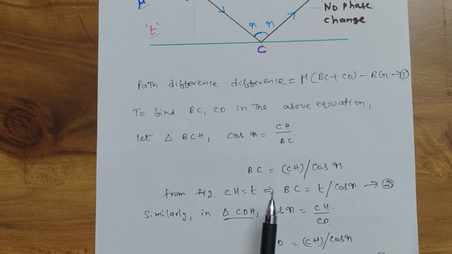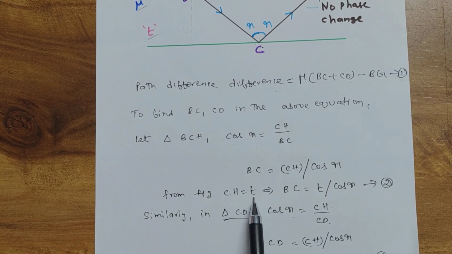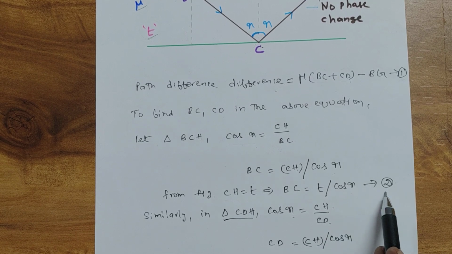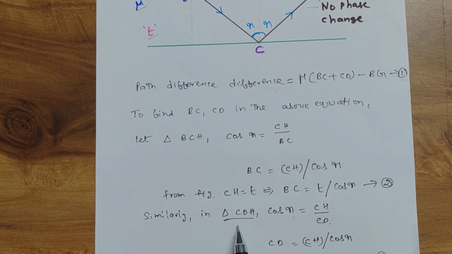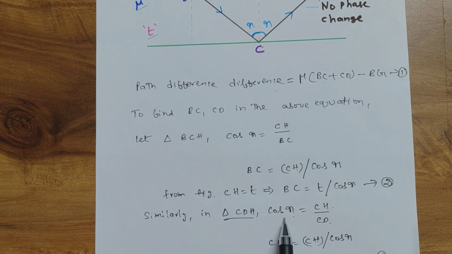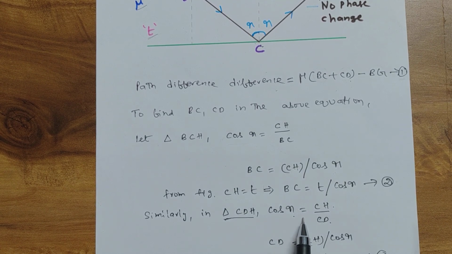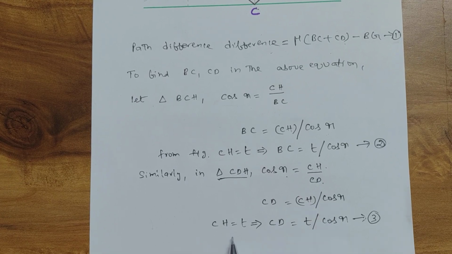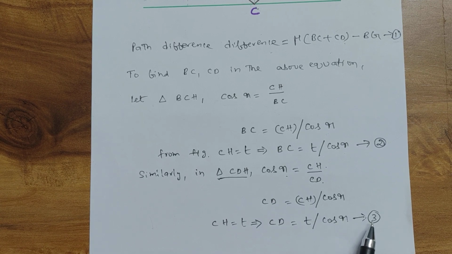From the diagram, CH is equal to t, nothing but the thickness of the thin film. Substituting in the above equation, BC is equal to t divided by cos r, equation number 2. Similarly, we have to consider triangle CDH. In this triangle CDH, again cos r is equal to CH divided by CD. So CD is equal to CH divided by cos r. Now CH is equal to t from the diagram, which implies CD is equal to t divided by cos r, equation number 3.